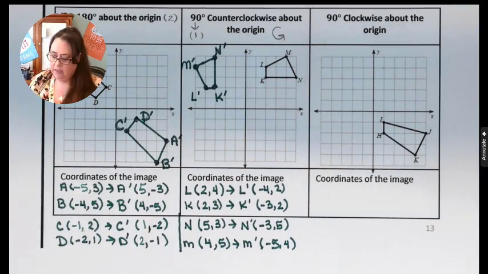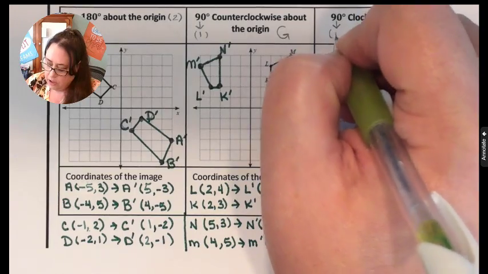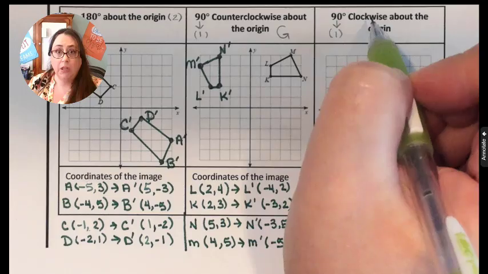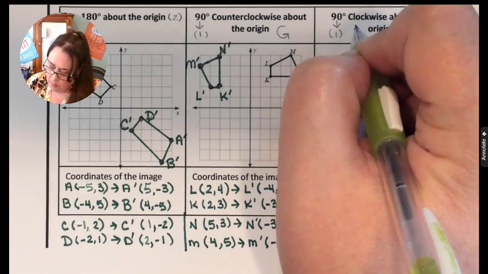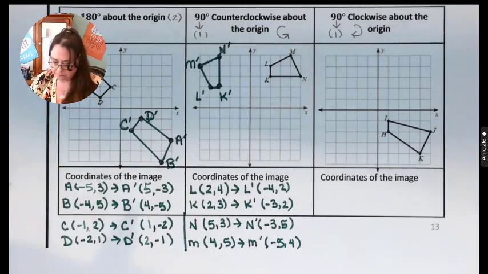So hopefully when you did this, the first thing that you did was when you saw that 90 degrees, you said, okay, you're going to go one click or one rotation. And then when you saw the word clockwise, I'm hoping that you went ahead and you drew the symbol that told you, okay, you're going to go around that direction.